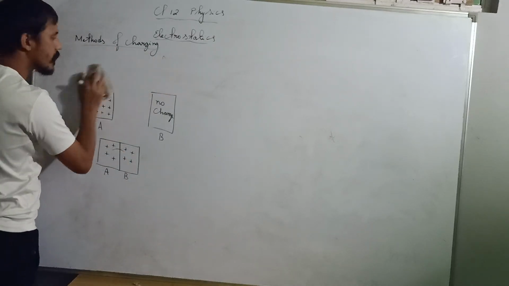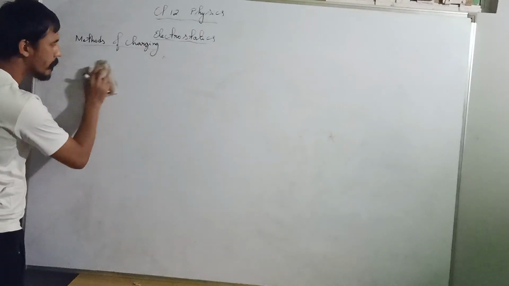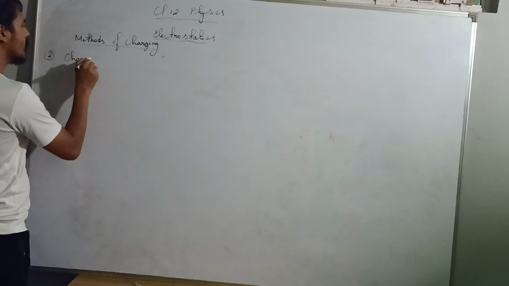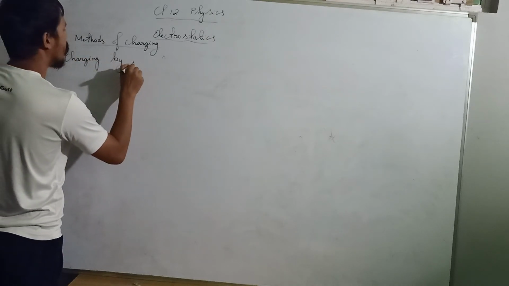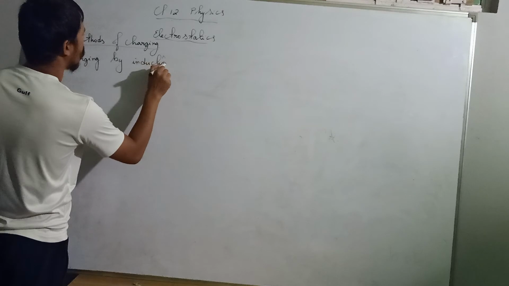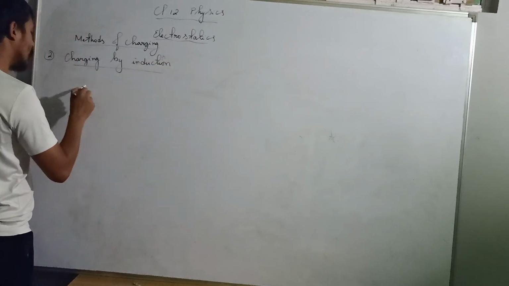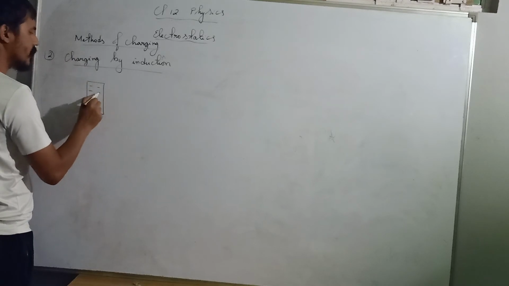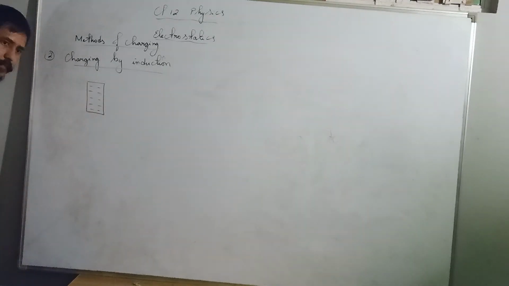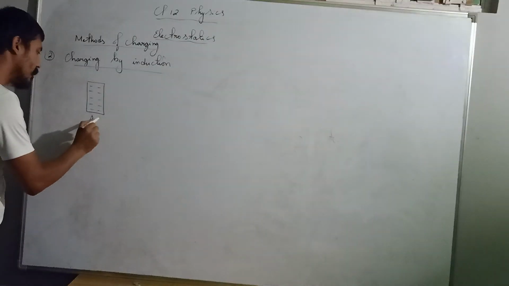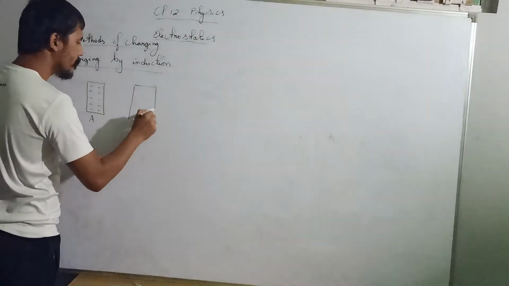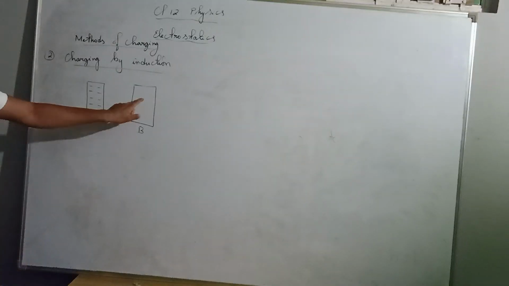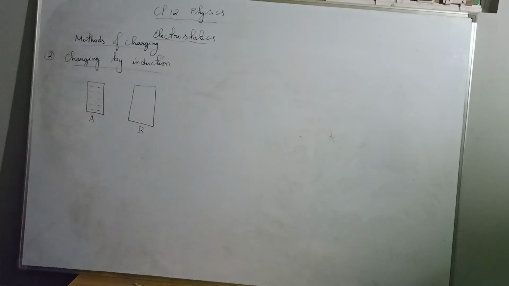Yes. The second one is charging by induction. So there is a body here. Let's say that this body has excess of negative charge. It's a negatively charged body, A. Now you have another body having no charge. So this is your body B.